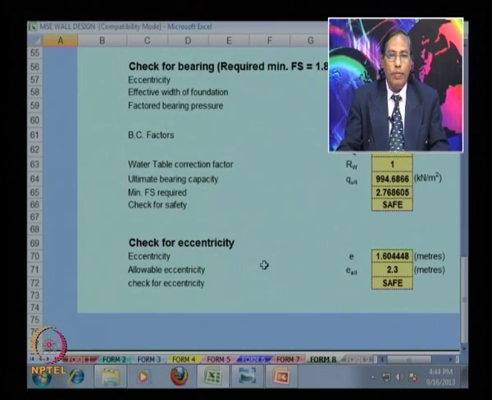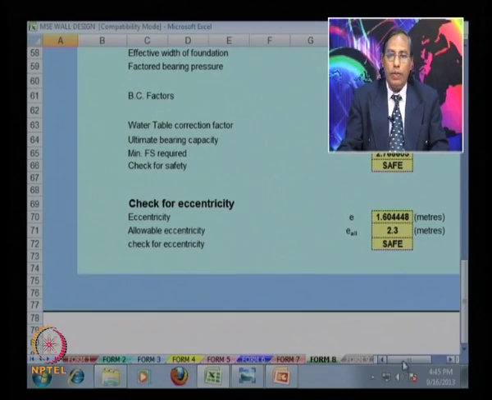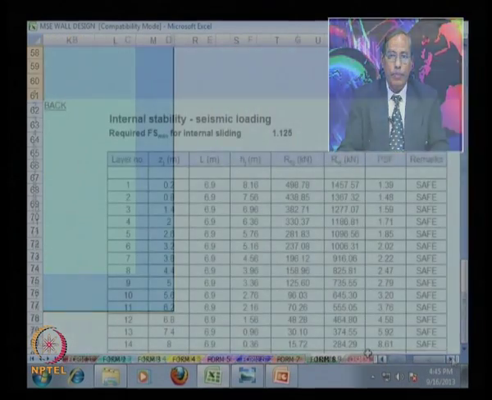Check for the eccentricity. Eccentricity e is equal to 1.604448 meter, and the allowable eccentricity e allowable is 2.3 meter. So you check the eccentricity and you find it is safe.